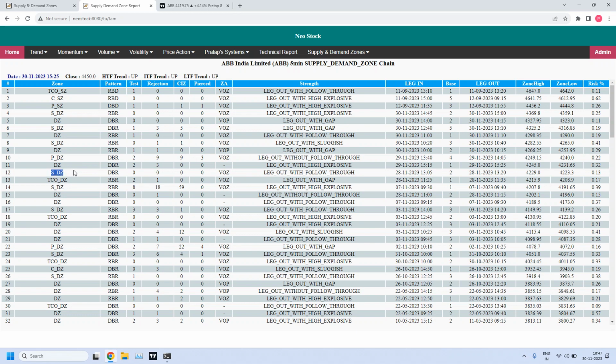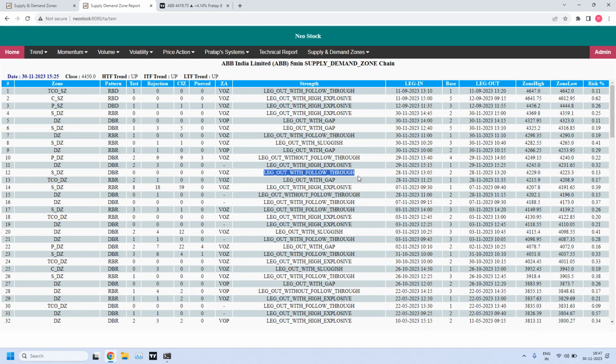See, this is a high liquidity zone. It is a fresh zone because test count is 0 and rejection count is 0. If both are 0, it is a fresh zone. And also it is having zone achievement. And also it is having a leg out with follow through, which describes the strength of the zone based on the leg out.